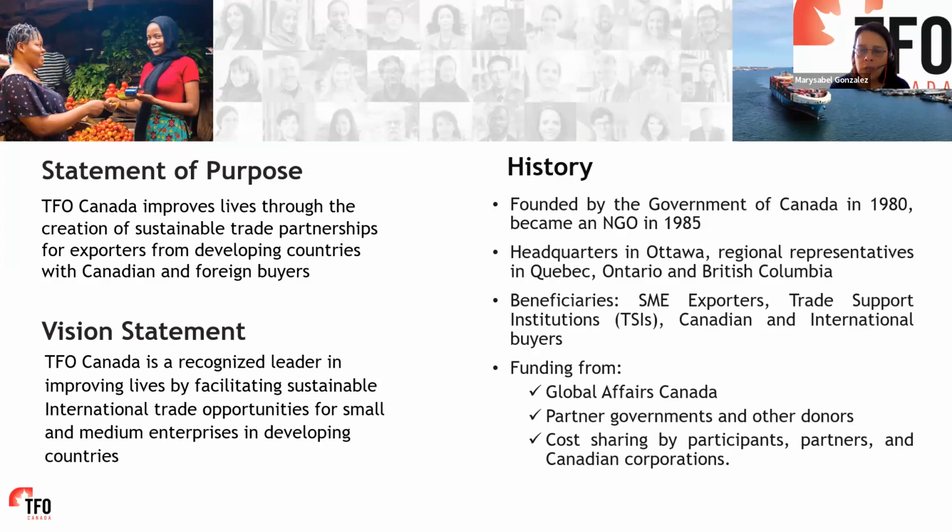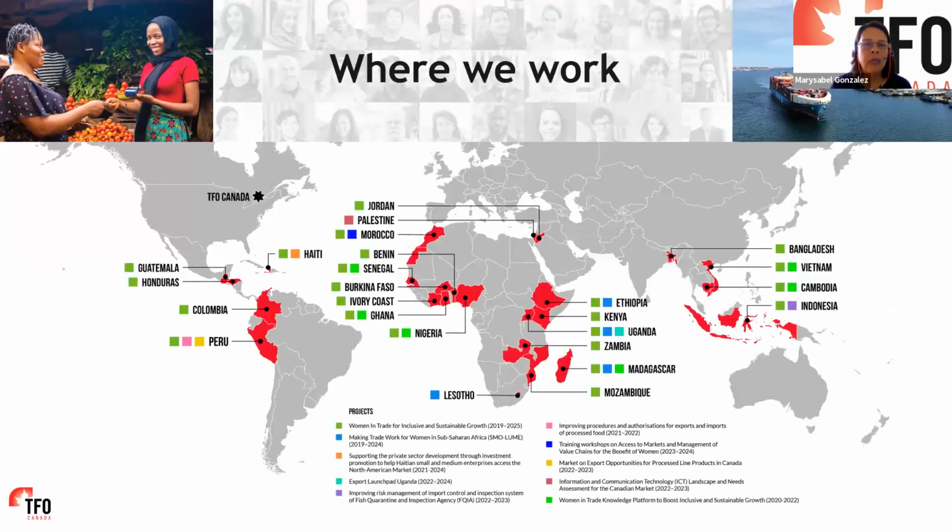Our beneficiaries are you, the SME exporters, the trade support institutions, and on the Canadian side, we have the buyers and international buyers. Main funding comes from Global Affairs Canada, but we also work with other institutions, international and regional. We partner with governments in different initiatives, and we also do private partnerships with the private sector to implement projects. Where we work, we are all over the world, of course, in the South. So you can see here we have different projects. You can see the countries that are beneficiaries of our different projects.